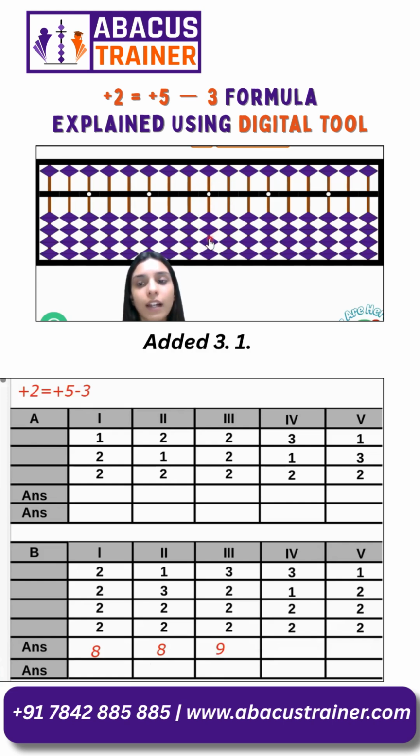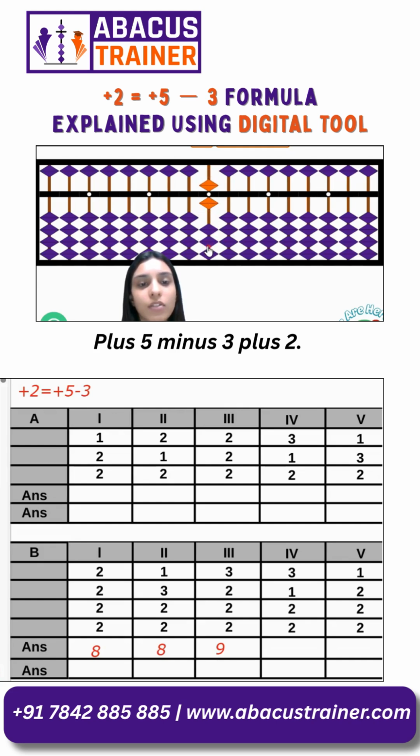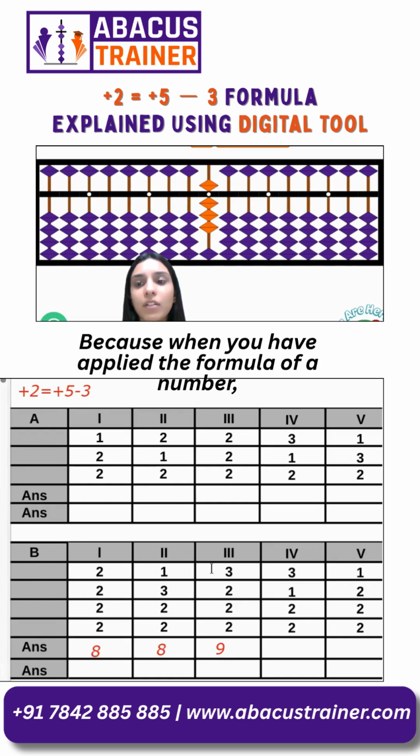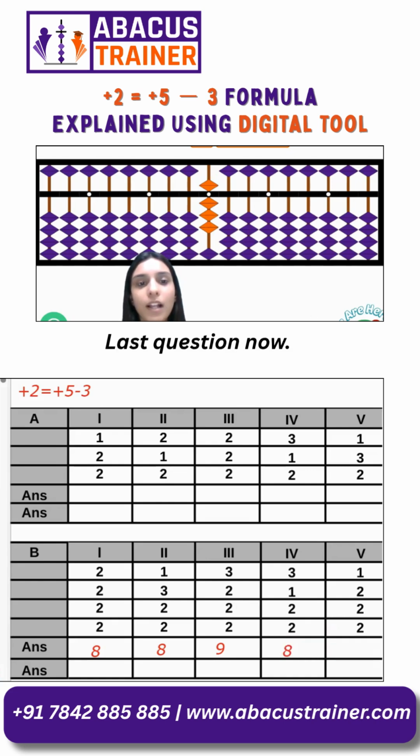3 added 3, 1 added 1. Now I have to add a 2. Do I have enough beads to add 2? No. So formula of 2: plus 5 minus 3, plus 2. This plus 2 is the other plus 2. When we did plus 5 minus 3, the first plus 2 was done. This 2 is added for the other plus 2. Because when you have applied the formula of a number, you will not add that number again. Last question now.